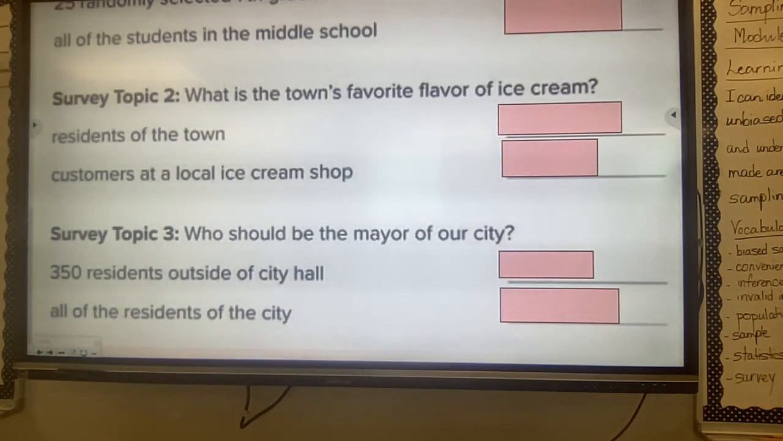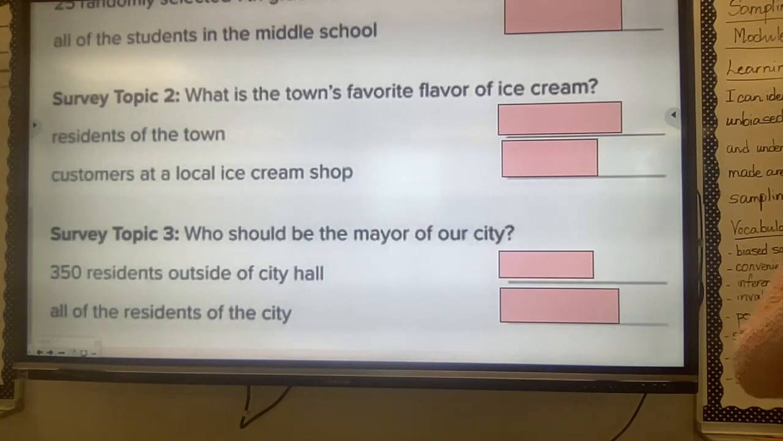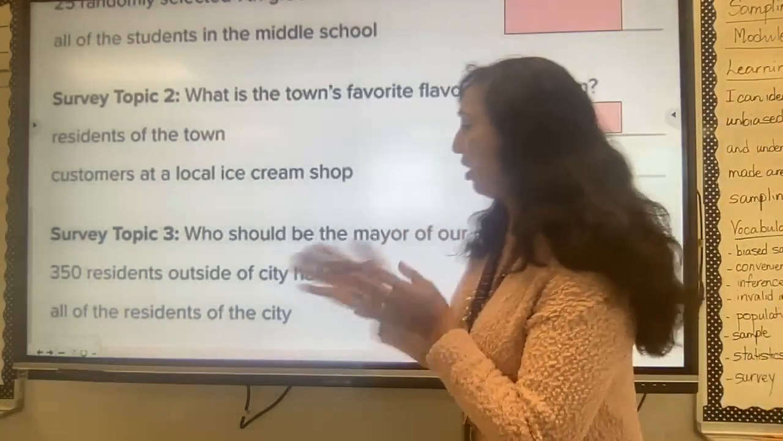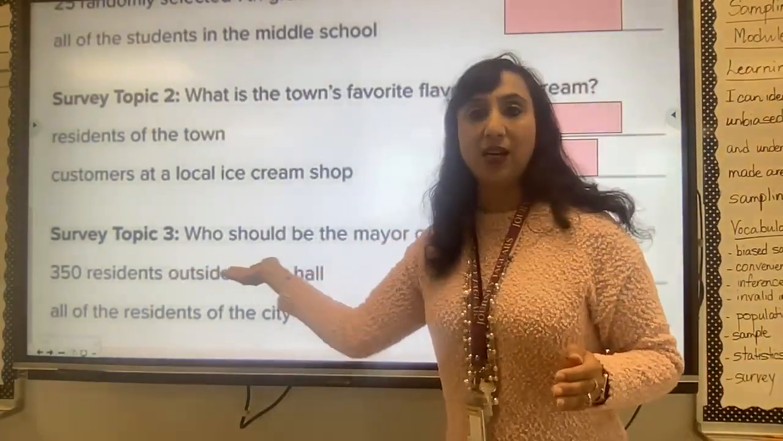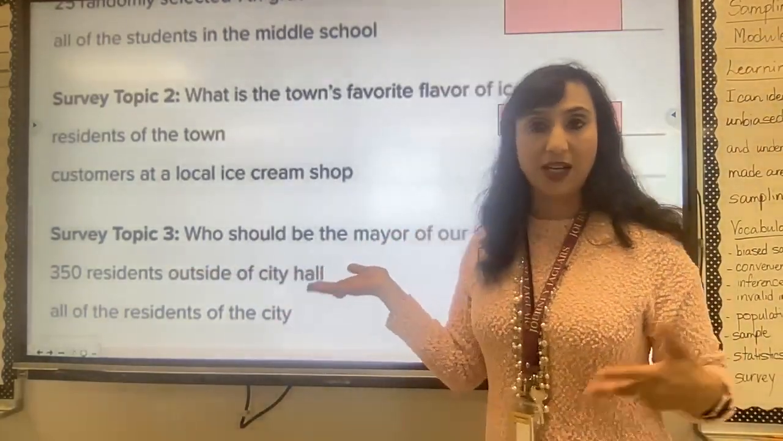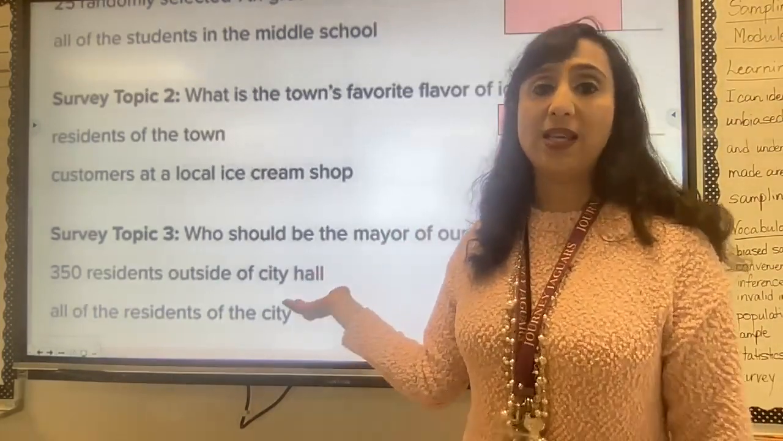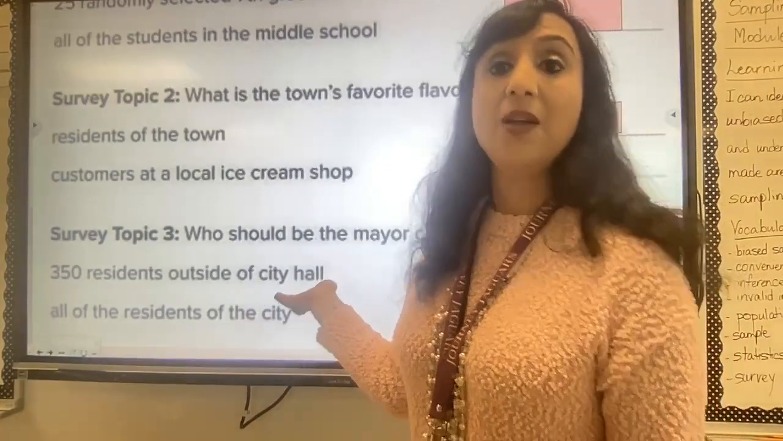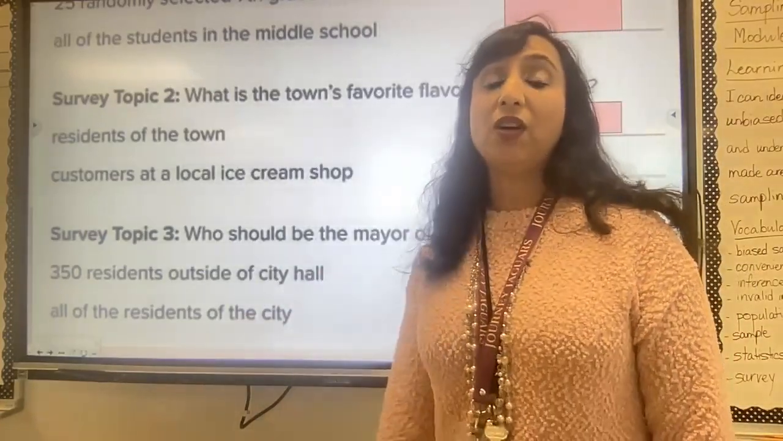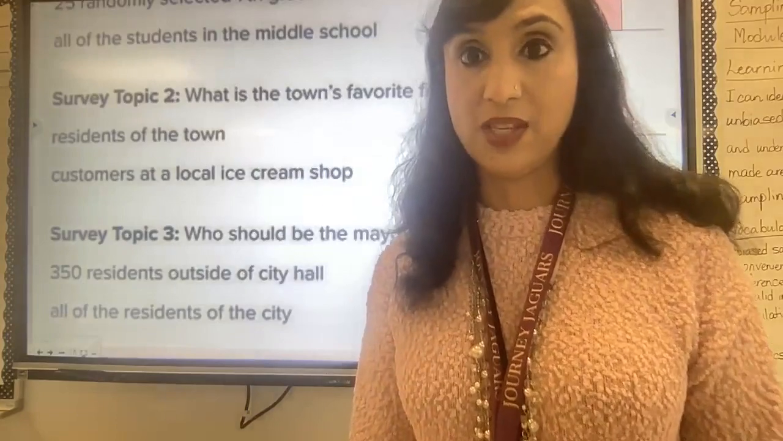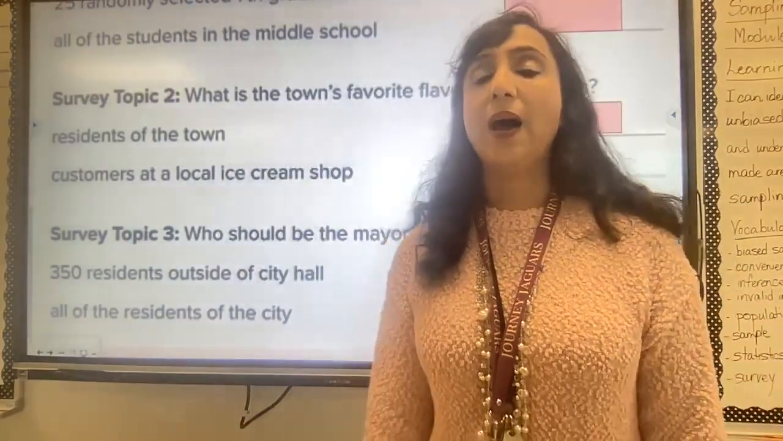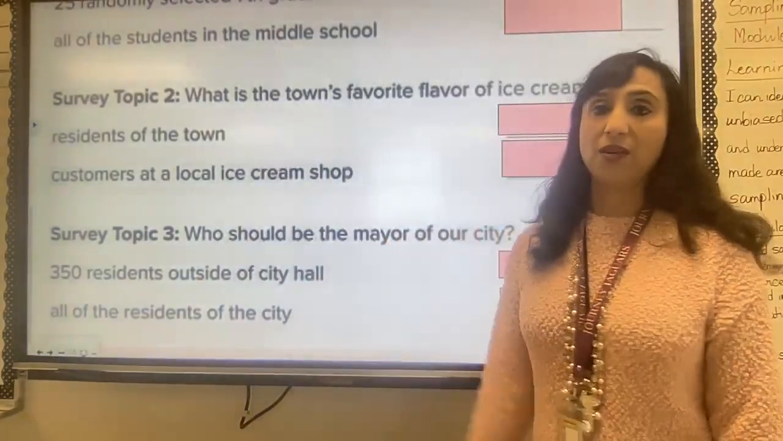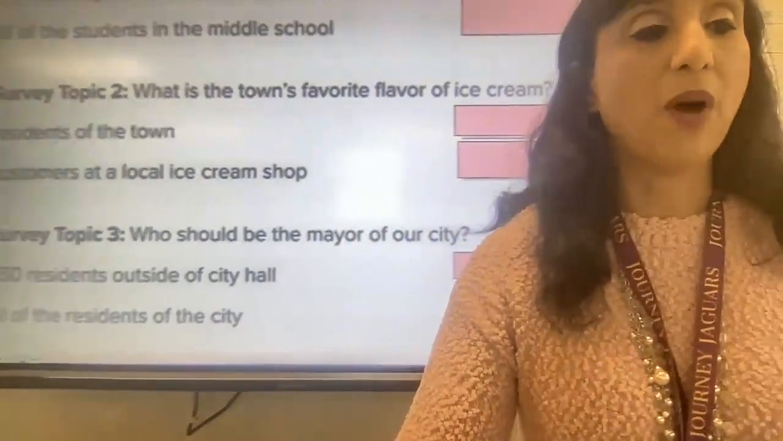Who should be the mayor of our city? So 350 residents outside of City Hall. So this is again representing only part of the population, not the entire population. So that is why 350 residents outside of City Hall would be a sample. But if it talks about all of the residents of the city, that would be the population. Okay, so that would be representing the population.